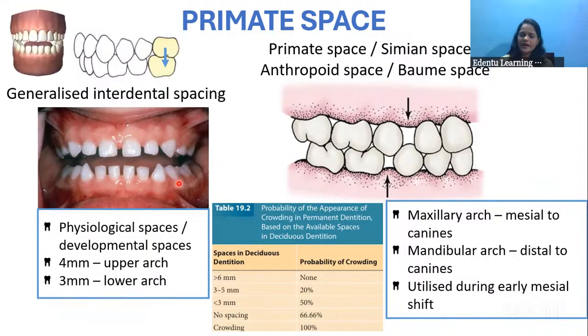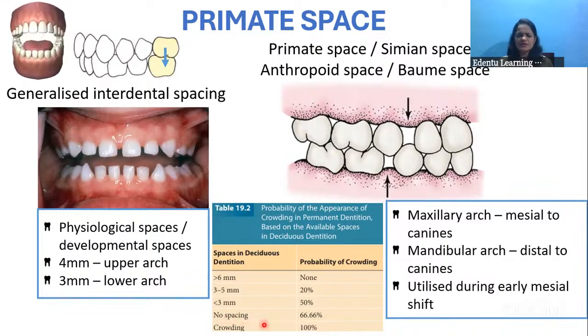Because the jaw is growing, and after 6 to 7 years these teeth will be shed and replaced by bigger permanent teeth. To accommodate these permanent teeth, this spacing is very essential. Based on this spacing, we can predict whether the future permanent dentition will have crowding or not. If there is crowding in the primary dentition, then 100% there will be crowding in the permanent dentition also.